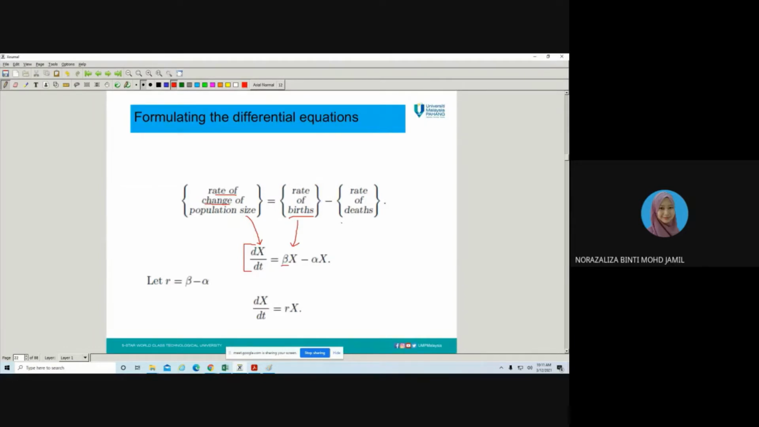So the rate of death, we put some constant and proportional to x as well. So we have beta x minus alpha x. Since we have a similar variable x and x, we can factorize: beta minus alpha, times x. Since beta is one constant and alpha is another constant, we can denote r as beta minus alpha. Then our formulation is like this: dx/dt equals rx.